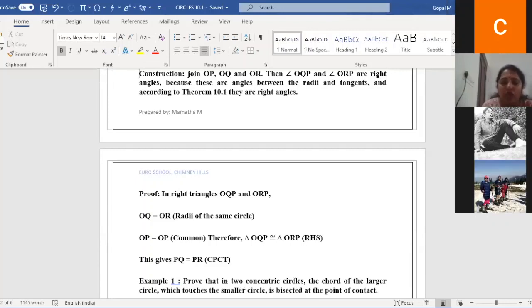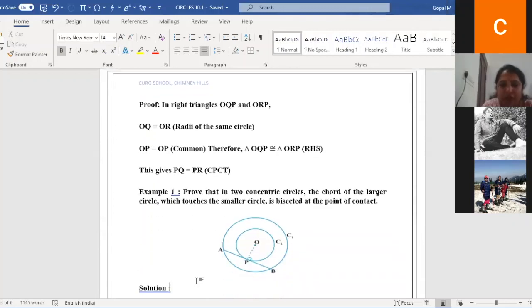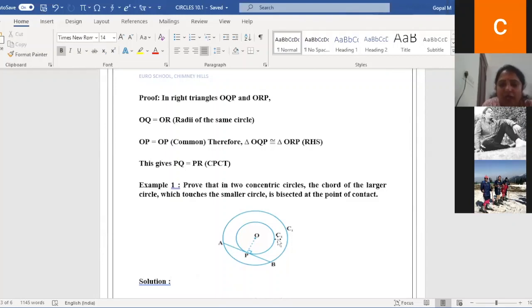Prove that in two concentric circles, meaning two circles having a common center, the chord of the larger circle which touches the smaller circle. I'll show you the figure. Here, I just mark the smaller circle as C2 and the larger circle as C1, and O is the center for both circles. O is the center. These types of figures are called concentric circles. Two or more circles having a common center are called concentric circles. This we have learned in our previous class.